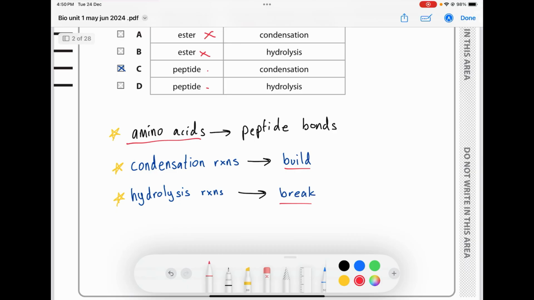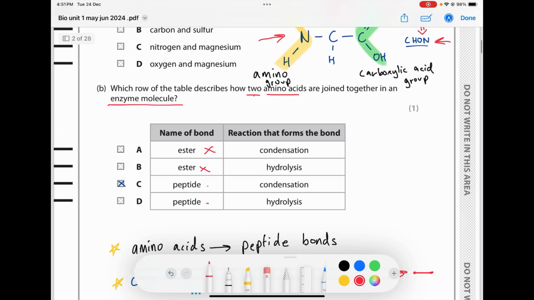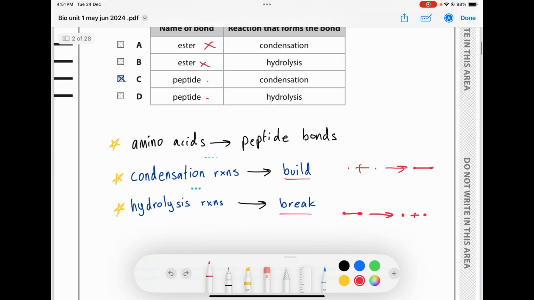So again, amino acids are joined by peptide bonds. Condensation reactions build, which means that they join two molecules together, right? Yeah, they join two molecules together. Hydrolysis reactions break bonds. Therefore, since the question asked us about joining together, we're going to choose C, since it's condensation.